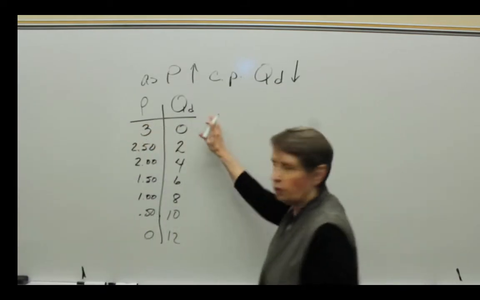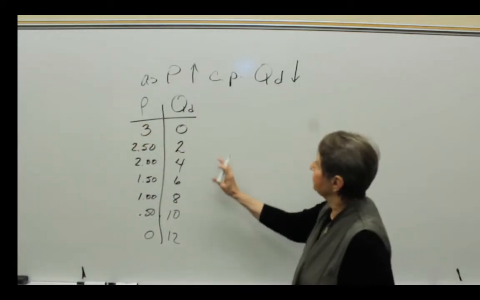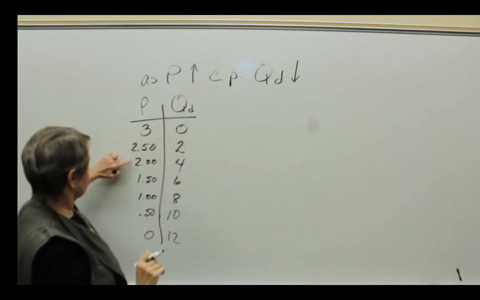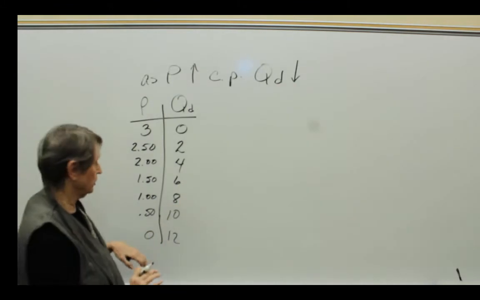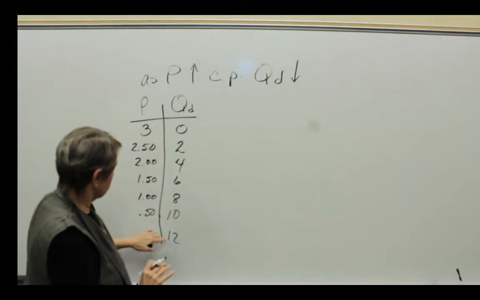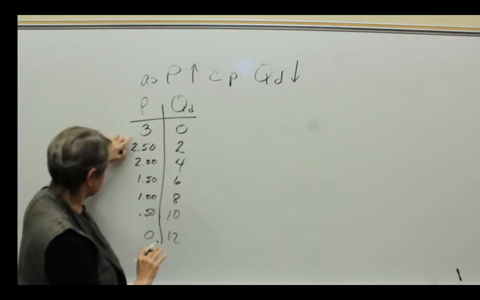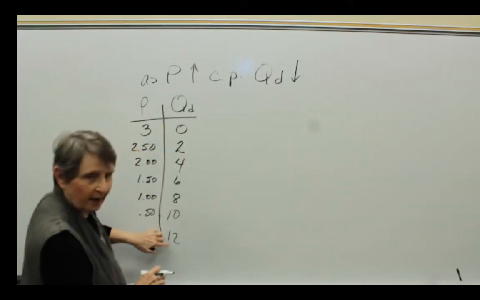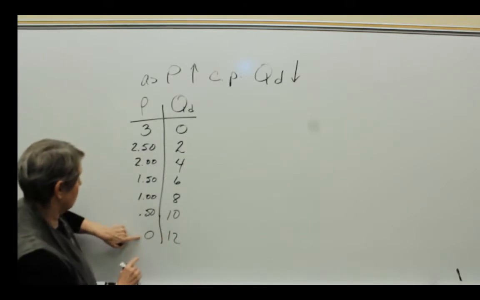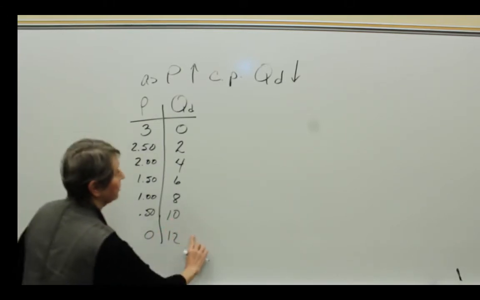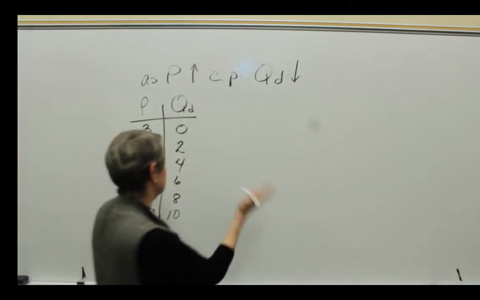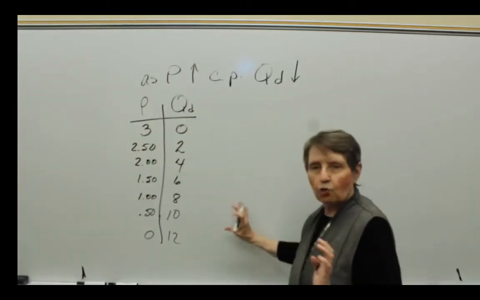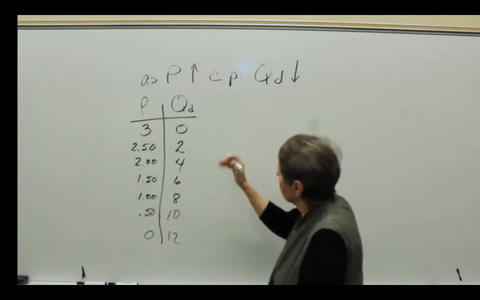And so this is what we call a demand schedule. And as you can see, as the price decreases from $3 to free, everything else held constant, the quantity demanded increases. Or you can say, as price increases, ceteris paribus, the quantity demanded decreases. Either way, you can look at it either way. And so the next thing we want to do is graph this, make a picture of this.